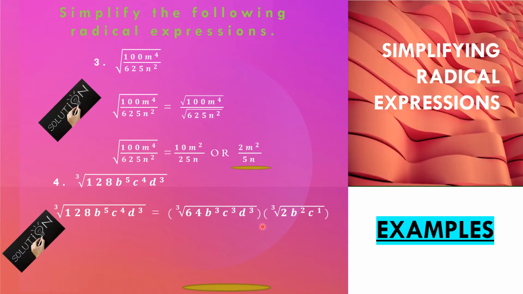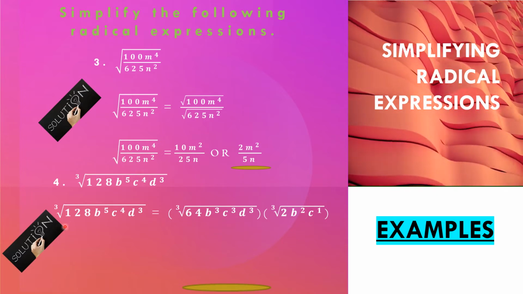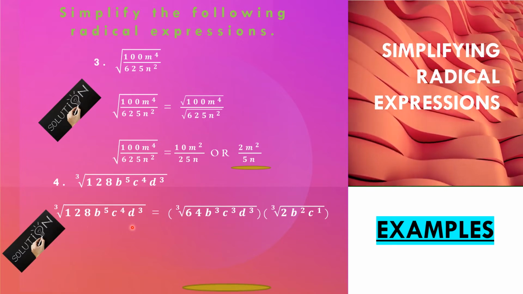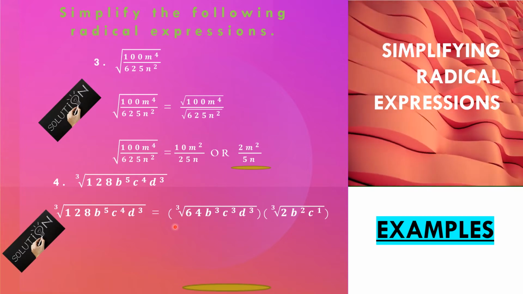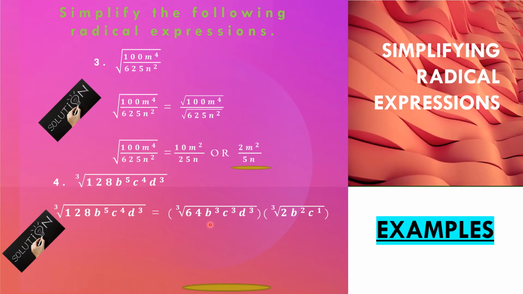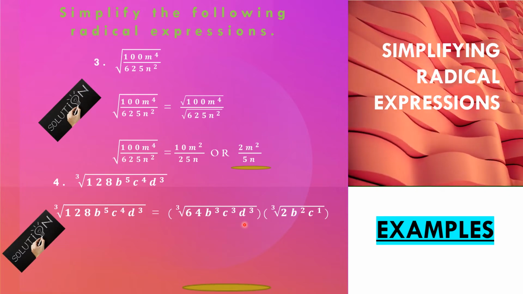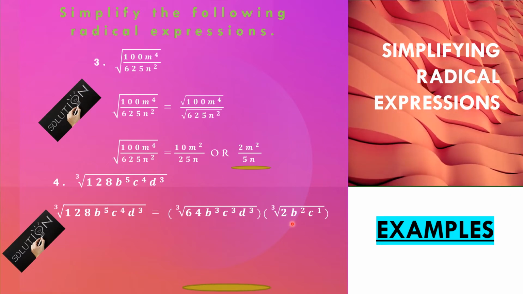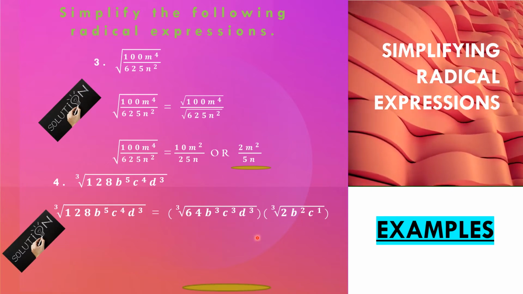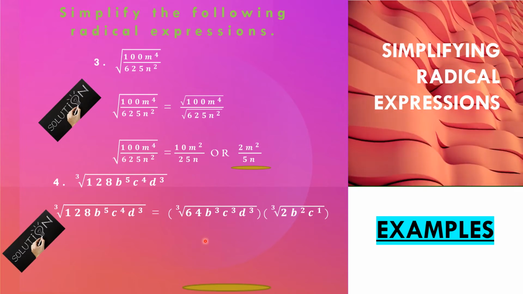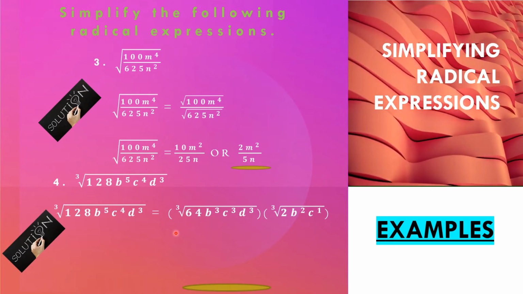Kaya, yung dalawang factors natin, nung finactor out natin ito, itong given radical expression, ang unang factor natin is cube root of 64b cubed c cubed d cubed times cube root of 2b squared c raised to 1. Okay, next, evaluate natin to.